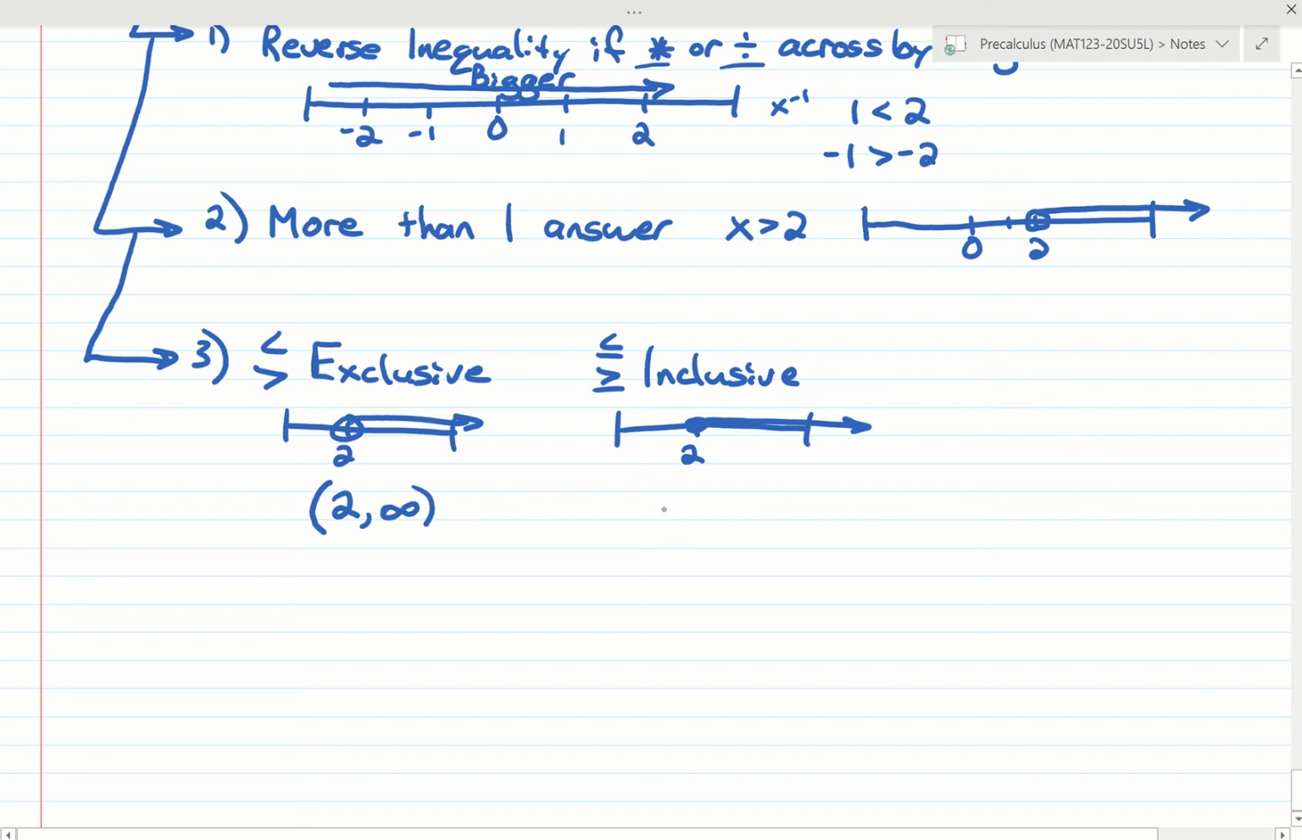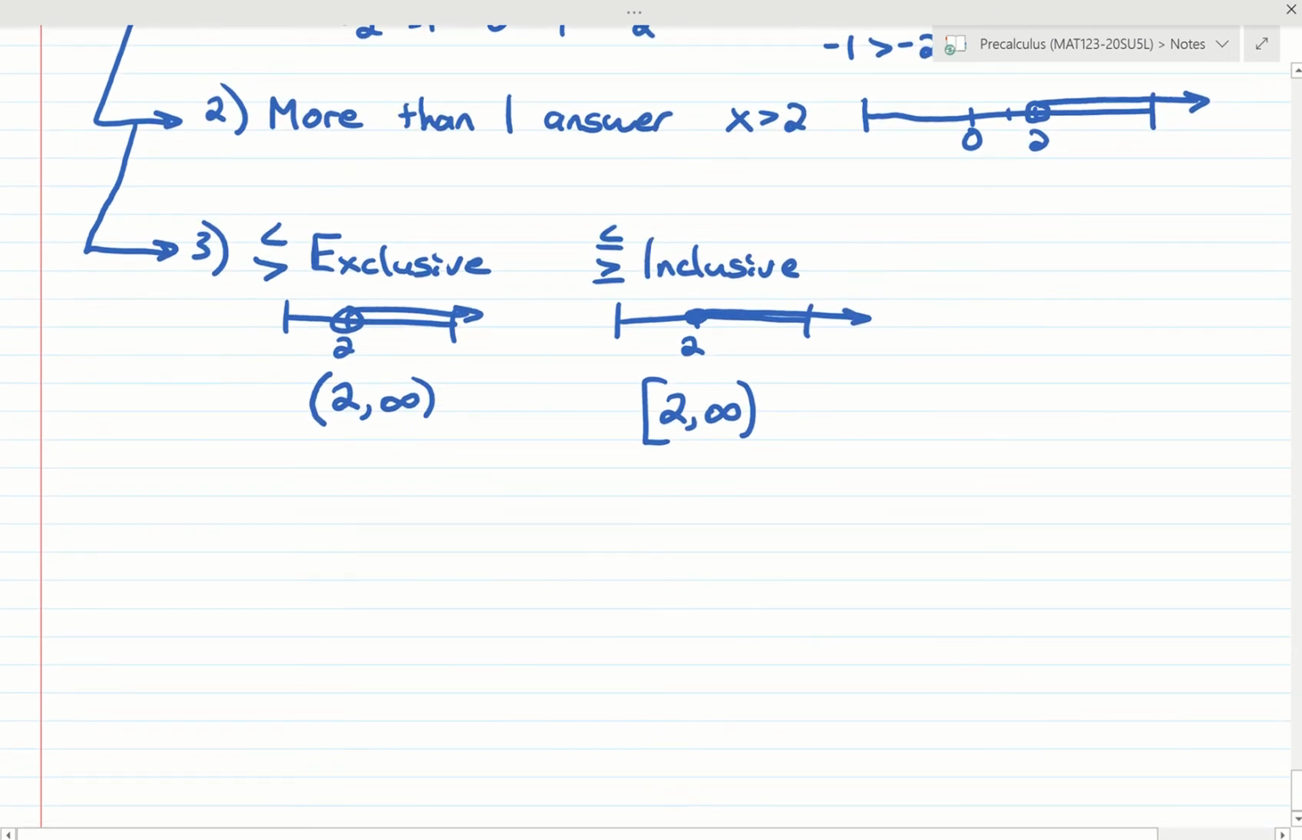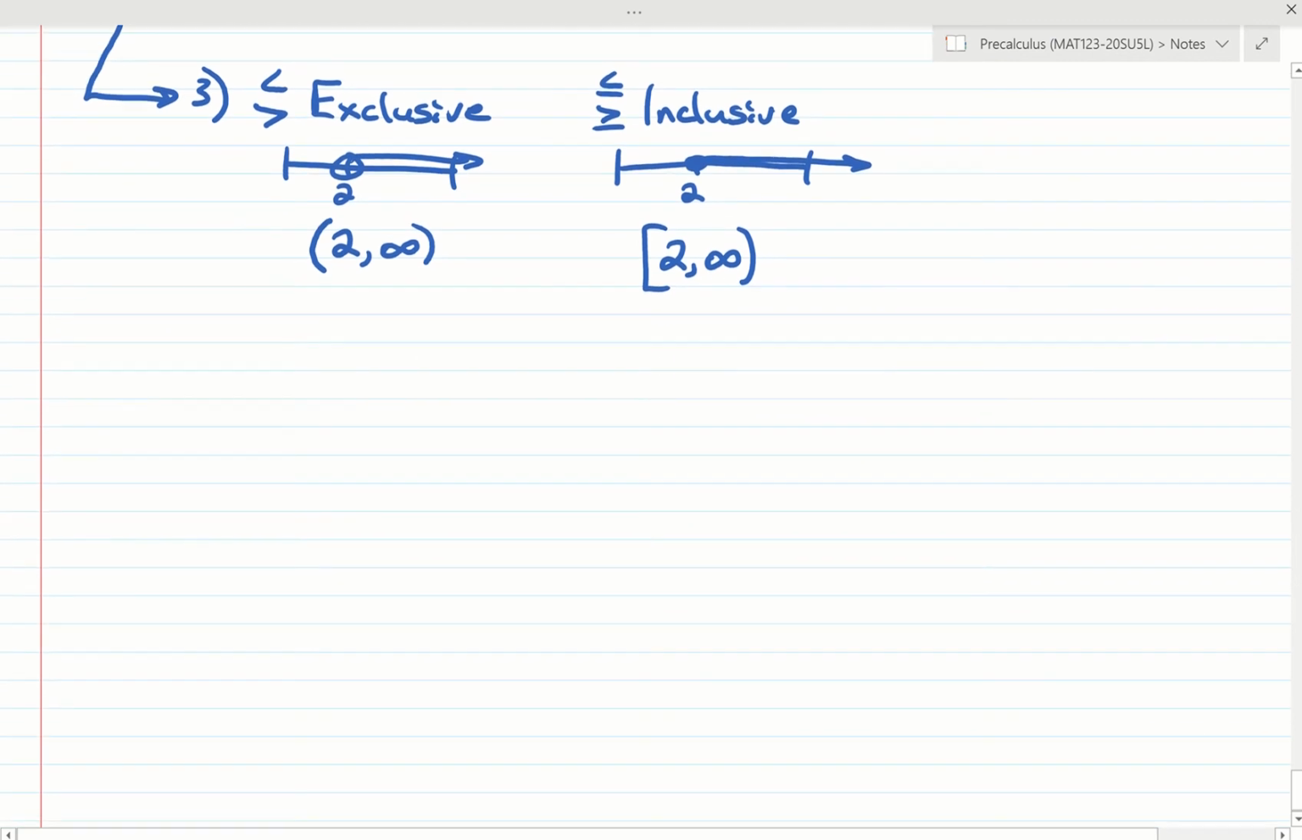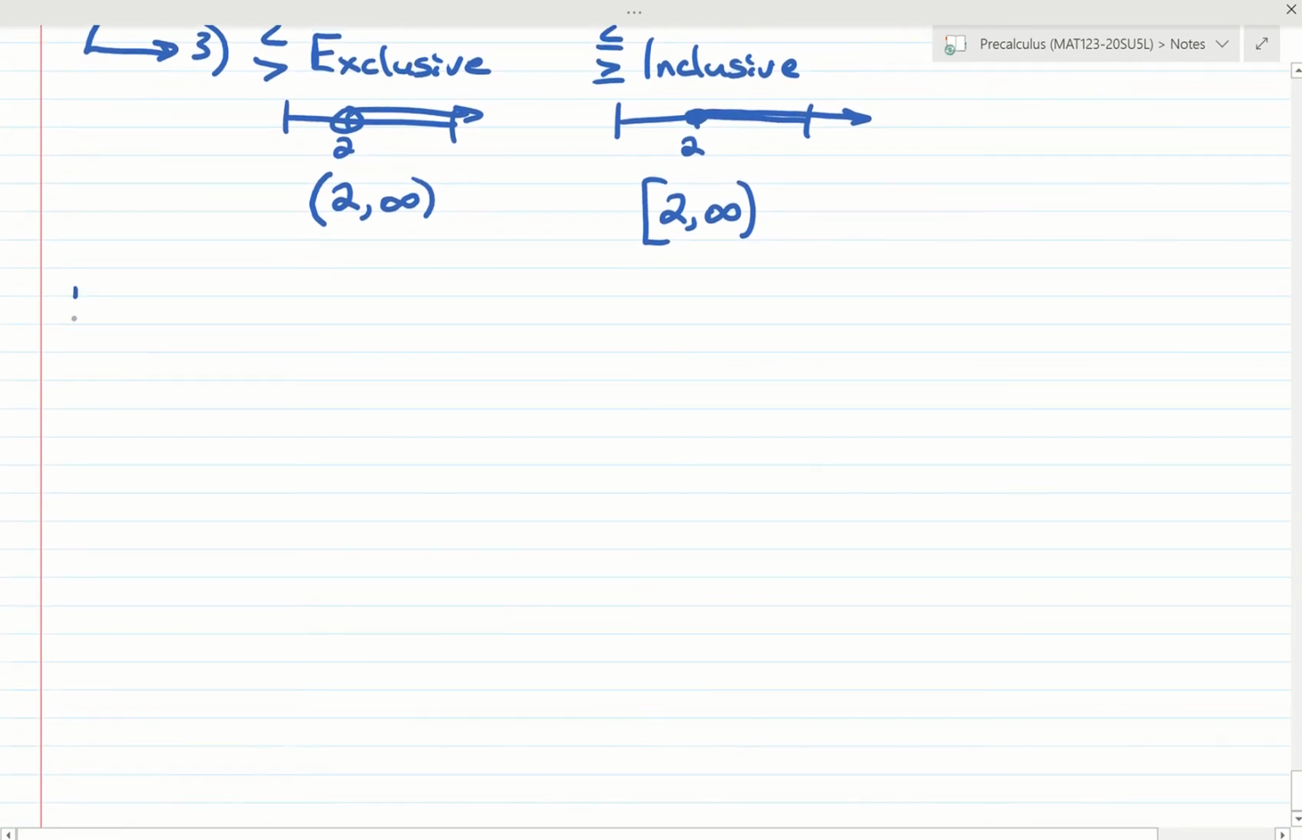If it's inclusive, the left side is 2, goes to infinity, but because we're including 2, we use a square bracket. Whenever we're working with infinity, we always use just a regular parentheses because we can't define infinity. If you think of a really big number, I could always just add 1 to it. So because we can't technically include infinity, we just use a parentheses. So let's talk a little bit more about interval notation, and then we'll talk about how to solve some of these inequalities.